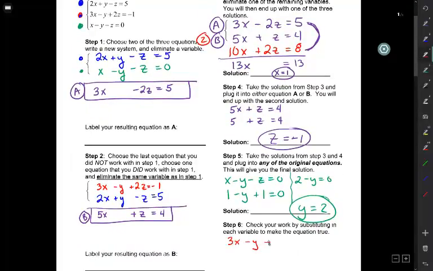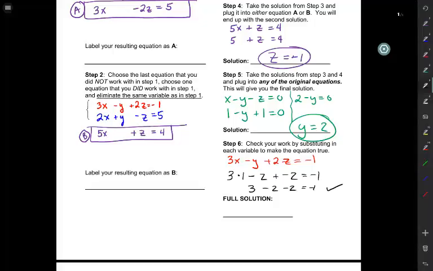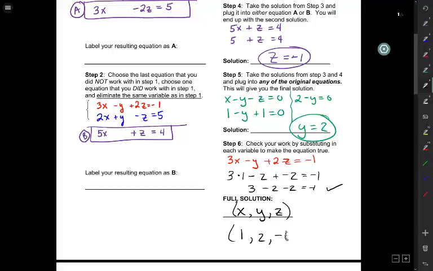3x minus y plus 2z equals -1. 3 times 1 minus 2 plus -2 equals -1. 3 minus 2 equals -1. Check. Okay, the red one worked. Did the blue one work? Yes. Okay, so that's a good indication that we have the correct point. So let's write our ordered pair. Ordered pairs are written x comma y comma z. So 1 comma 2 comma -1.